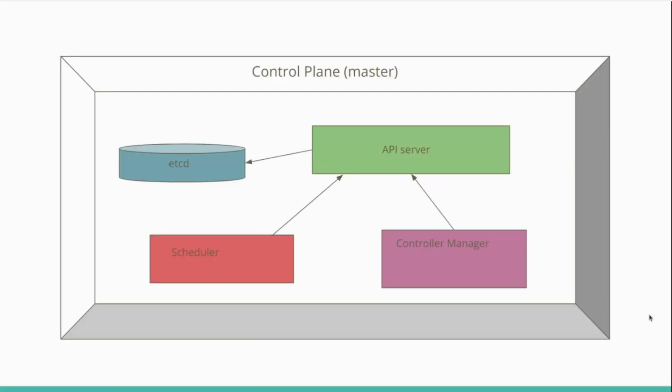Today we'll be taking a closer look at the API server. As in the previous videos in this playlist, I have shown you the different components of the master node and the worker node. The API server is a part of the master node, as we have discussed earlier, and this is the central component used by all the components and by clients such as kubectl.